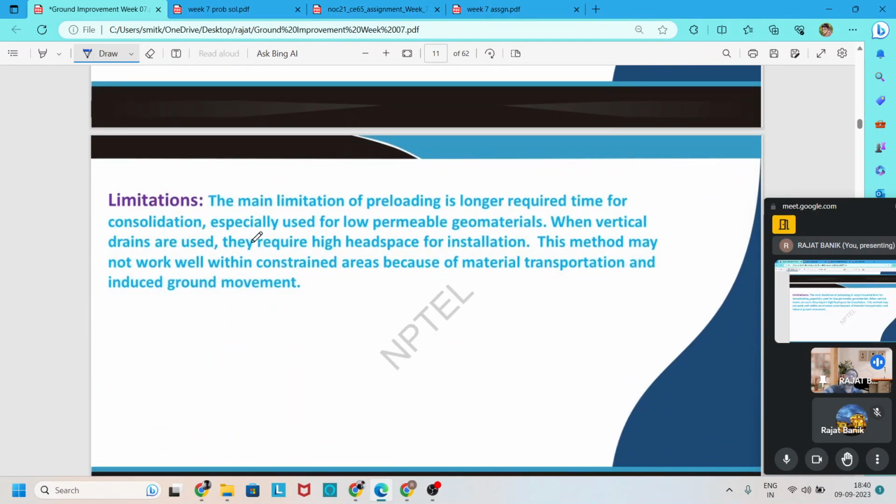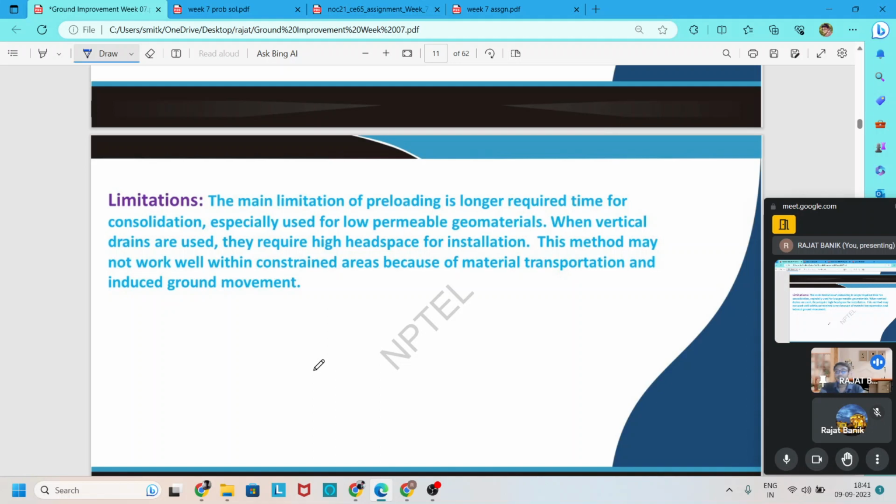In limitations, it is said that the main limitation of preloads is the longer time required for consolidation, and it is especially used for low permeability ground. Consolidation techniques require time because it is a very slow process. Also it is applied in low permeable ground, which is not good for the drainage of water, so it takes a good amount of time. That is one of the limitations of this technique.